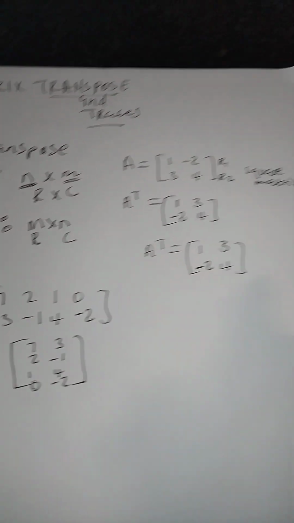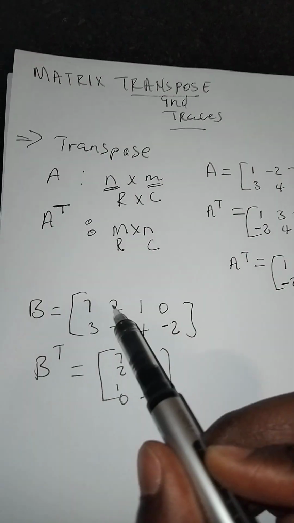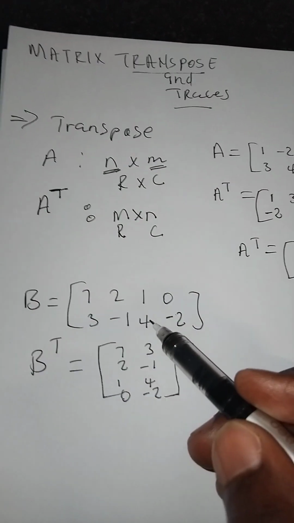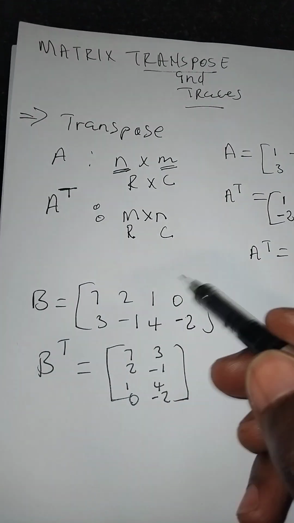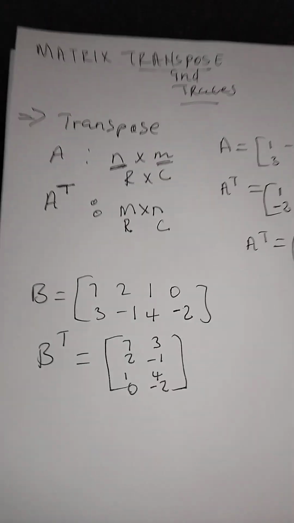Remember the point we made earlier about keeping the diagonal. We see that matrix B is not a square matrix, so it has no diagonal. So we cannot simply say there is something that we keep and exchange other entries. This is what I meant, that it only applies to a square matrix.